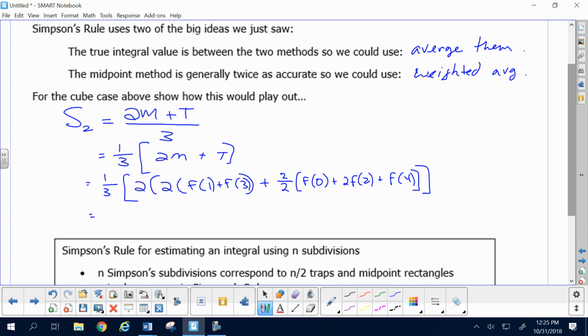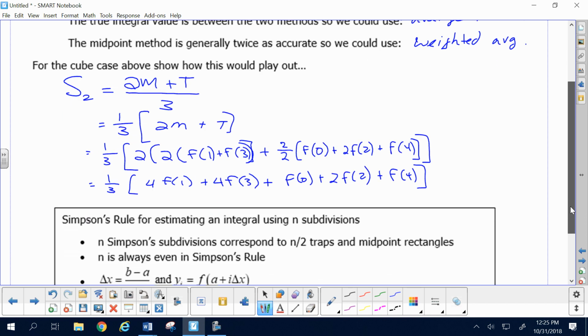Let's clean this up a little here. 1/3 of 4 f at 1's plus 4 f at 3's plus f at 0 plus 2 f at 2's plus a single f at 4.